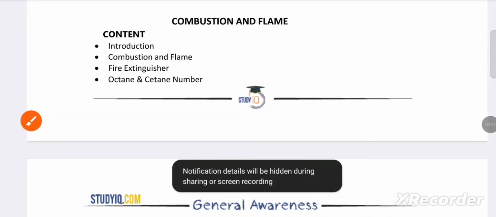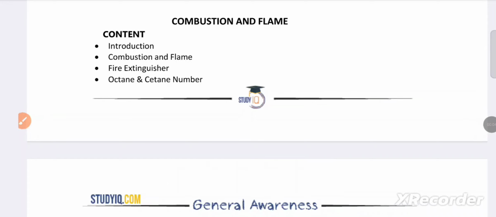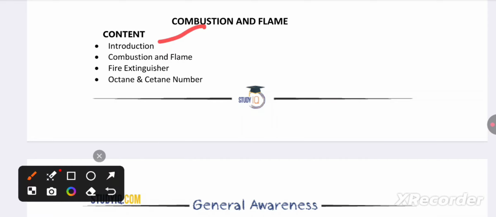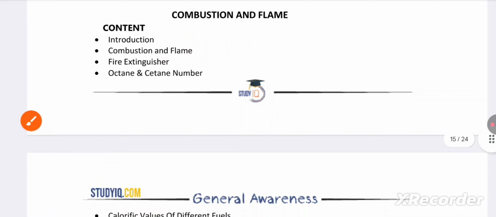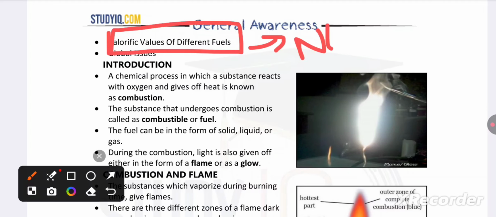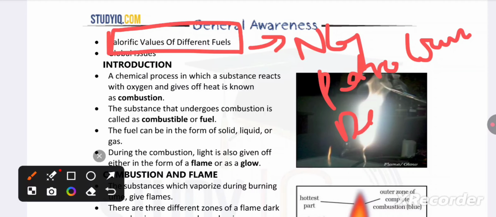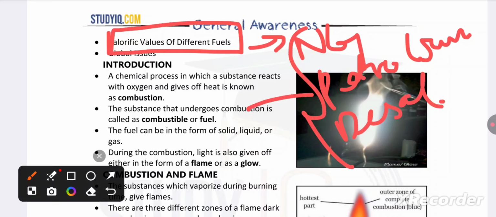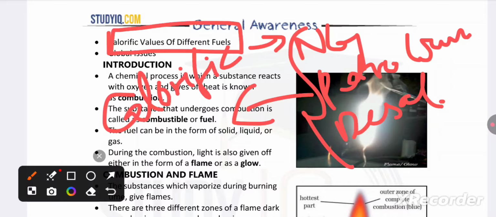Hello everyone. Today we are going to learn about combustion and flame. Introduction: combustion and flame, fire extinguisher, octane and cetane number. Calorific value of different fuels. Different fuels like natural gas, petroleum, diesel, they all have some calorific value.